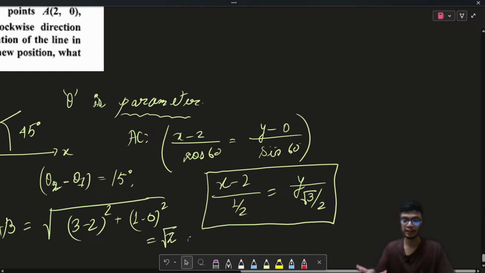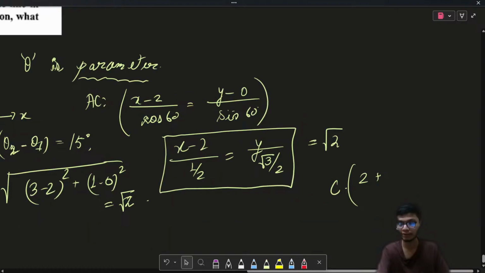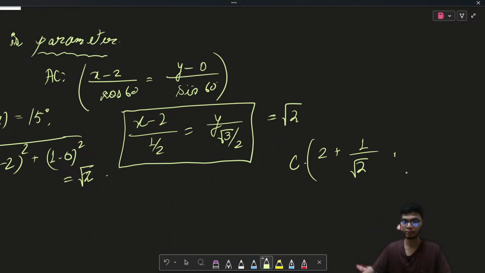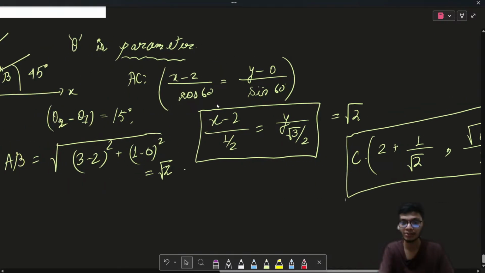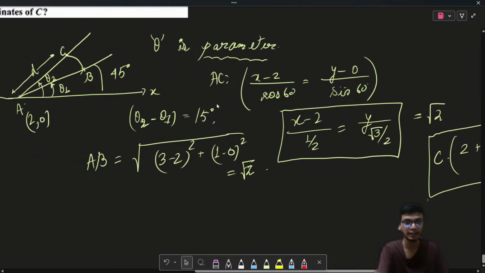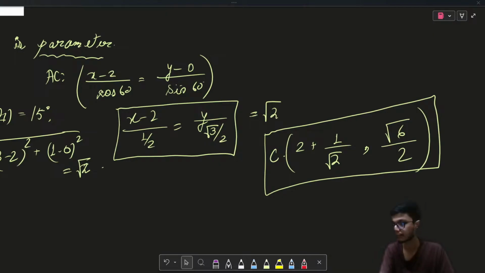If I equate the distance to square root of 2, I'm easily going to get the coordinate of my point C. If you do this problem in this manner, you will see that the coordinate of point C will turn out to be (2 plus 1 upon root 2, root 6 by 2). This is the coordinate of the unknown point C, which has the same distance but is rotated by 15 degrees in the anti-clockwise direction. I hope this question is clear to all of you.